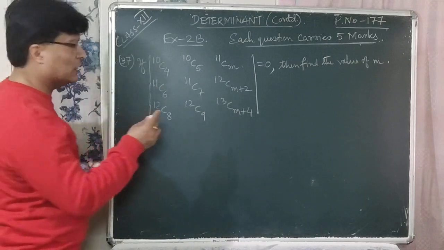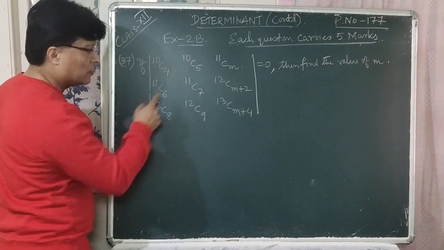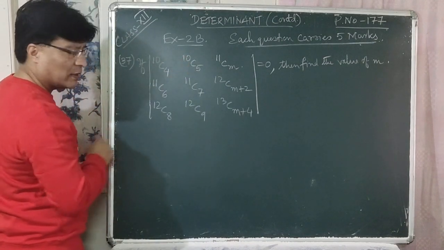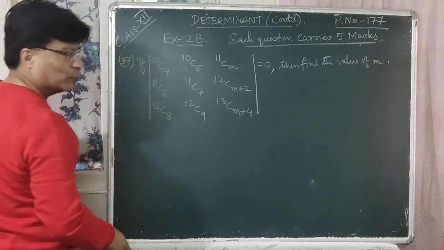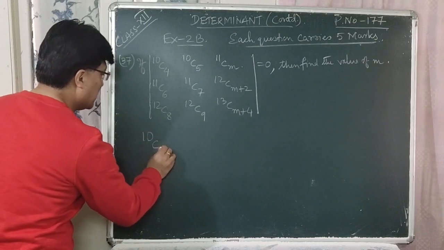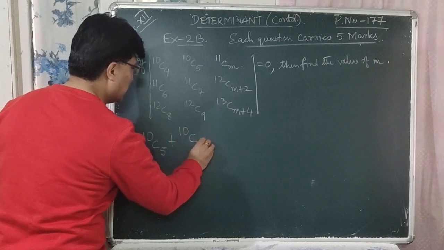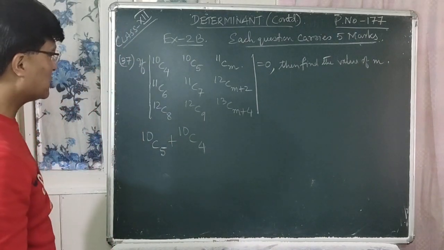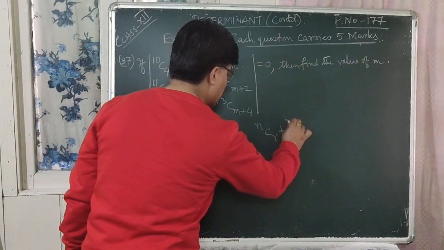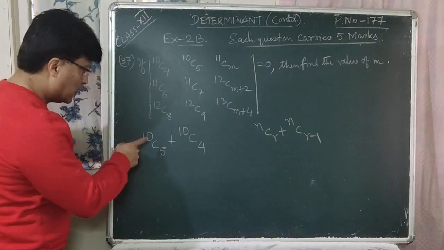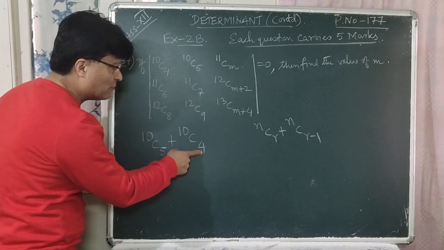Okay? So now here in the second column the first element is 10C5 and in the first column the first element is 10C4. If you add these two, that is 10C5 plus 10C4, it is just like your NCR plus NCR minus 1. These two numbers are same, but this is 5 and this is 1 less, that is 4, right?